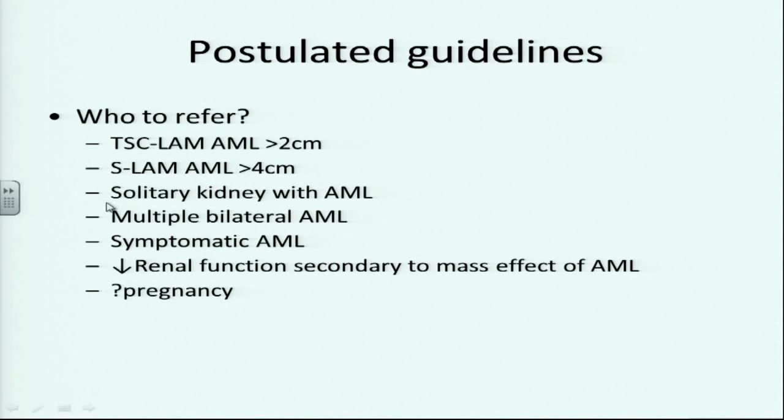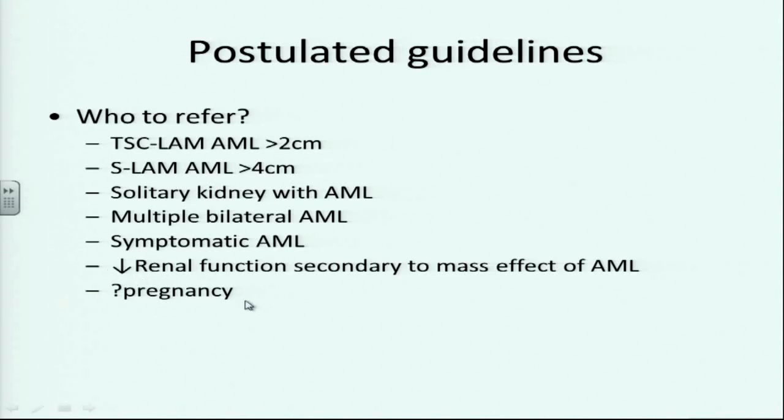So if there's only one kidney, I've already shown you there's a lot of evidence that treating it when it's small is probably better than waiting for it to get bigger, because really the intervention when it's too big is loss of that kidney. If it's multiple and bilateral, very similar reasoning, you're at risk of losing kidney function. Those that are symptomatic, and those that are so big that they're starting to cause problems with the kidney.